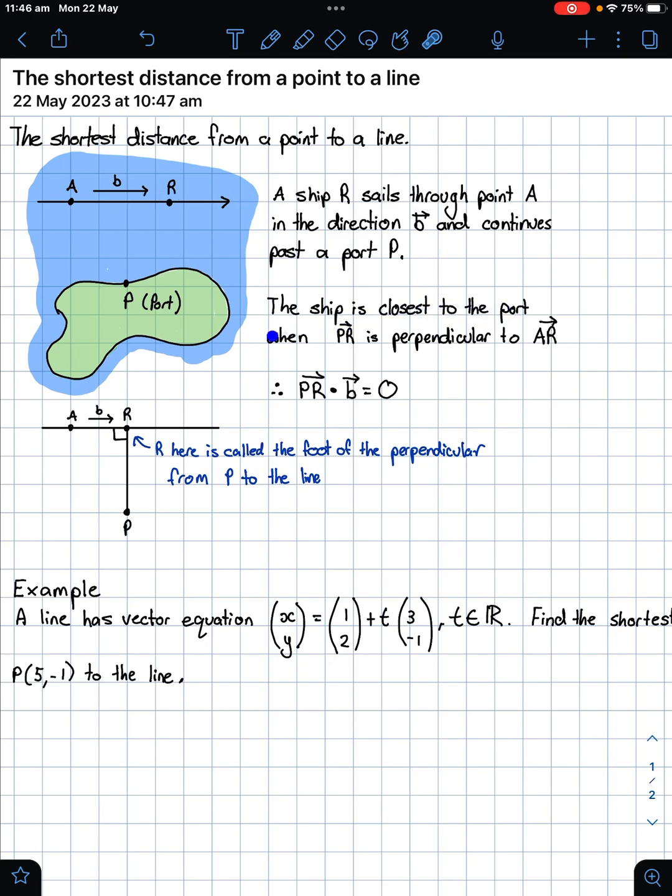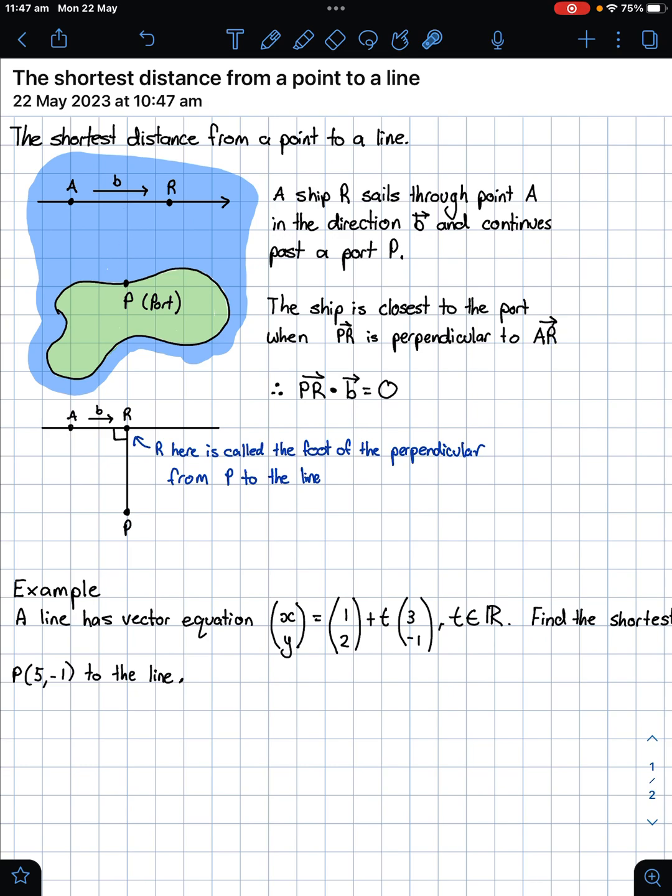The ship is closest to the port when PR is perpendicular to AR. So that means that when PR is... So this line AR, if we go PR, when these lines are perpendicular, like below here, that is when they are at the shortest distance. And this actually comes from a previous geometry proof we've seen. If we're not perpendicular, realistically, the distance makes a triangle with a shorter side here.